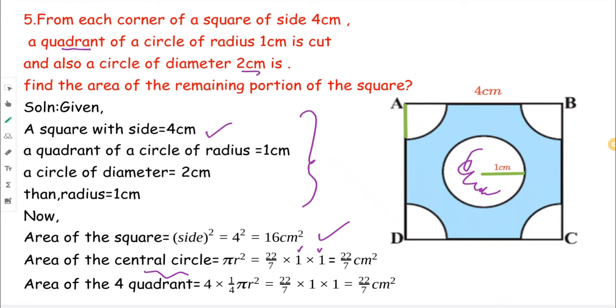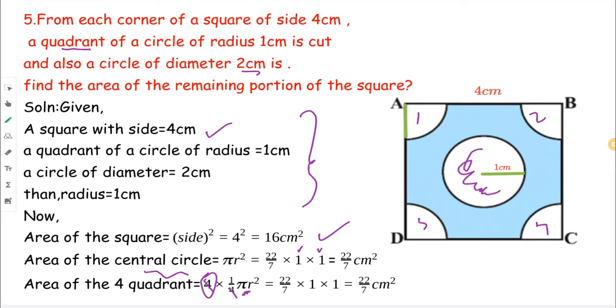Now area of the 4 quadrants. So like I said, there are 4 quadrants here, right? 1, 2, 3, and 4. So this 4 is there because there are 4 quadrants, right? And what is the formula for area of 1 quadrant? 1 by 4 times the area of the circle, right? Pi r square. So you can divide this 4 and 4.